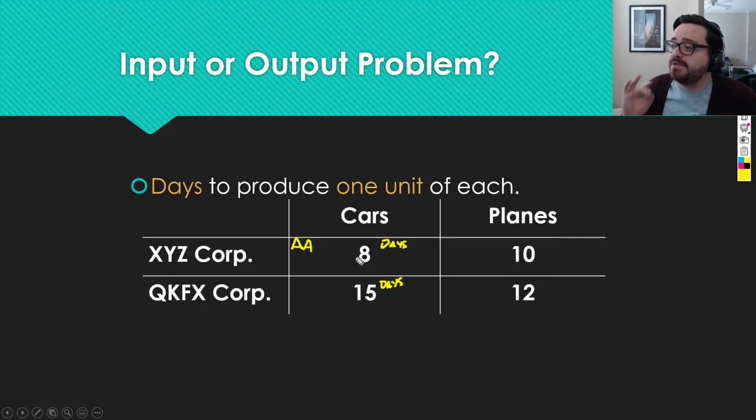Again, it's an input problem, so you're picking the lower number for the absolute advantage, but I don't even think about it as a pattern. I just think about it based on the definition: it's who can make the most given the same amount of resources. If I gave them both the same amount of time, XYZ is making more. For this one, I got 10, I got 12. Who's making more? That'd be still XYZ. If I gave both the same amount of time, XYZ is pumping out more planes because it only takes them 10 days to make a plane as opposed to QKFX's 12 days. So XYZ has the absolute advantage for both.